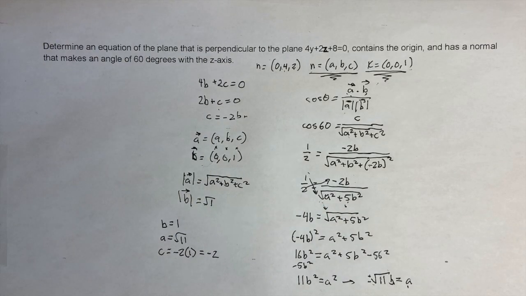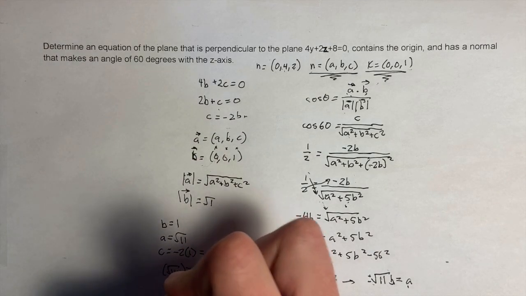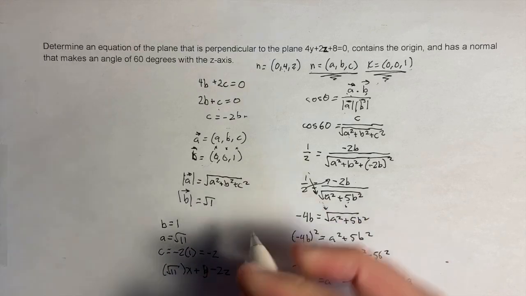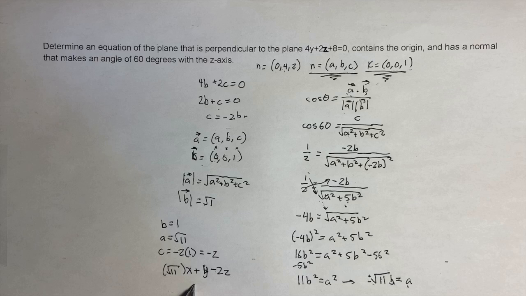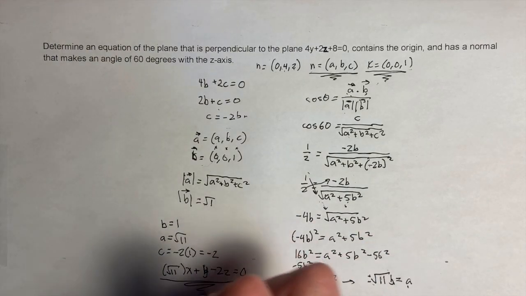Now we can simply plug that into the equation. So we get, I like to write brackets here, we'd simply get square root of 11 x plus y minus 2z equals 0. And this would be our answer.